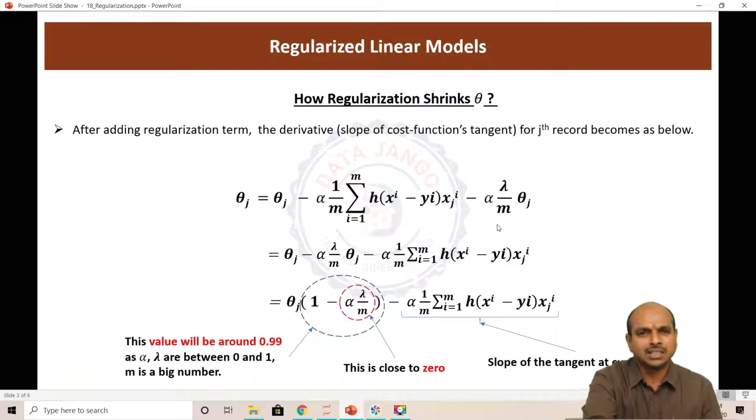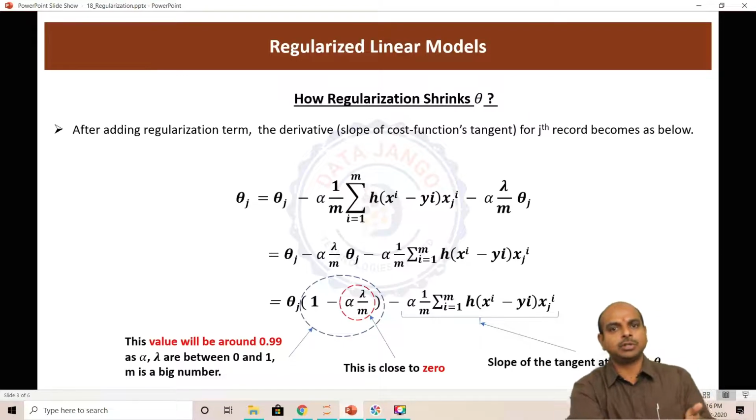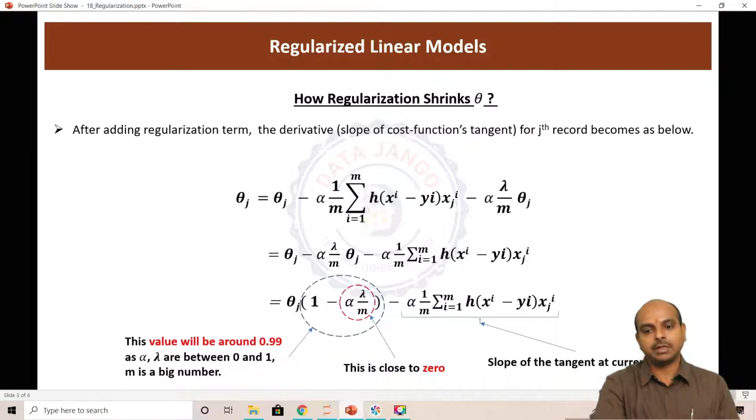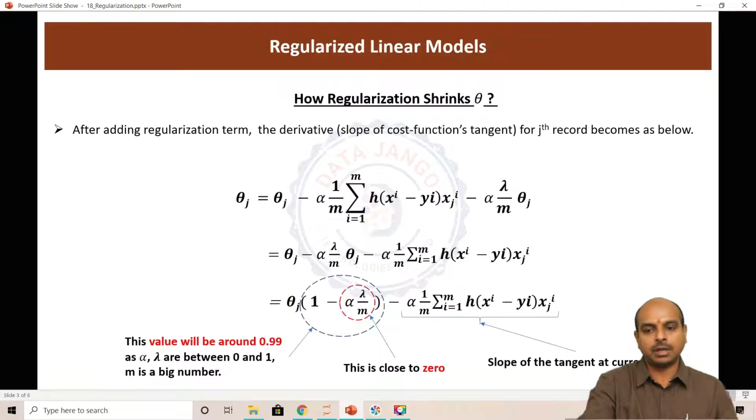Okay, that is also a layman's terminology kind of general explanation. But if you take this theta j common from this equation, what happens is 1 minus alpha into lambda by m. Alpha is the learning rate, which is a small number, maybe 0.01 or 0.001, or in our visual example we have shown 0.0005. It's a small number. And then lambda is also going to be a small number, a number between 0 and 1. When you multiply these two small numbers, it gives you an even smaller number, and we are dividing it with the m, number of records.